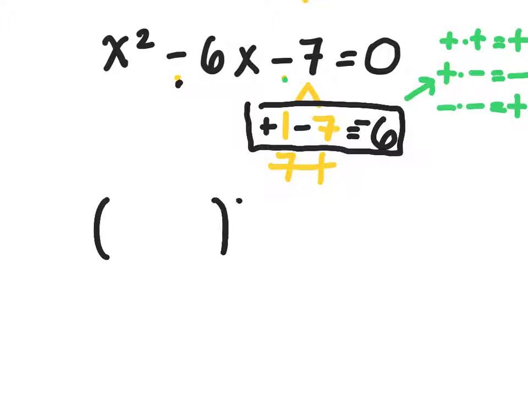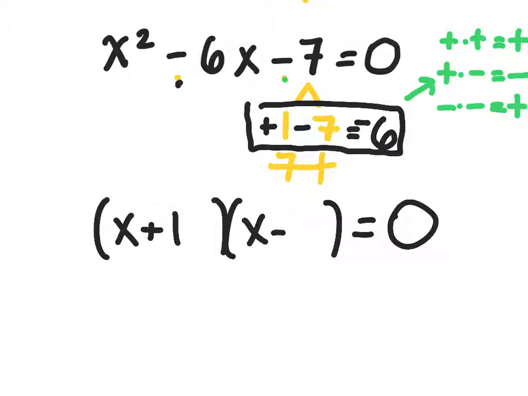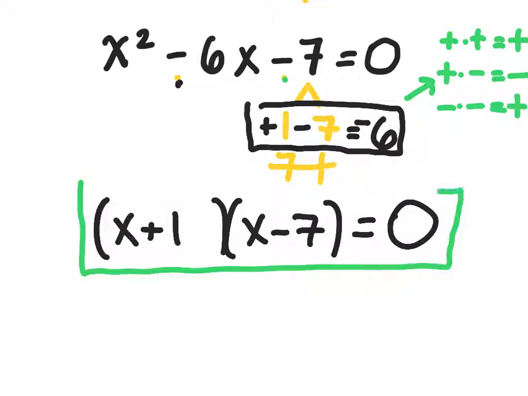So when I rewrite this in factored form, we will have x plus 1, x minus 7 equals 0. So this right here is my factored form. But let me check my work by foiling. So this is where it all comes from. I'm going to say I'm going to foiling or distributing.